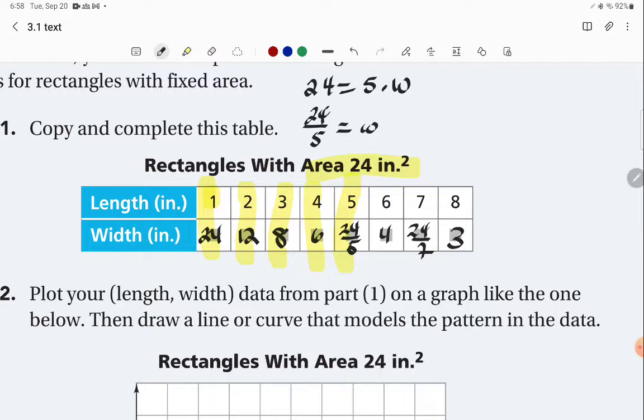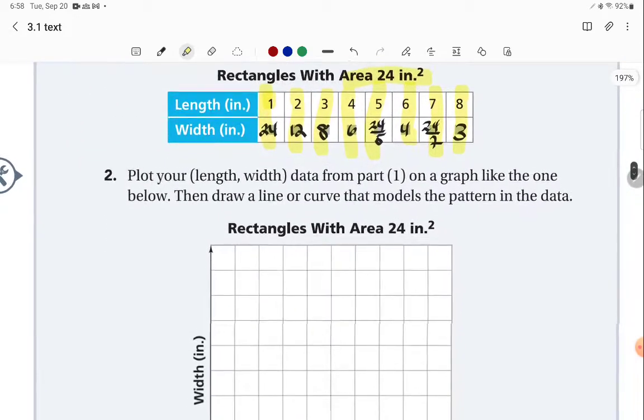Again, we're exploring the relationships. We're exploring the story behind what happens with area, length, and width when we do different things to them. We're going to explore that relationship. Then when it's 6, it's 4; 7 is 24 sevenths, or some equivalent mixed number or decimal. And then when it's 8, the width is going to be 3. So those are from length being 1 through 8. Those are all the different possible widths.